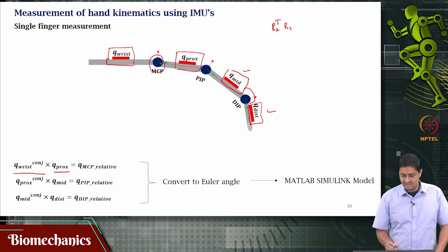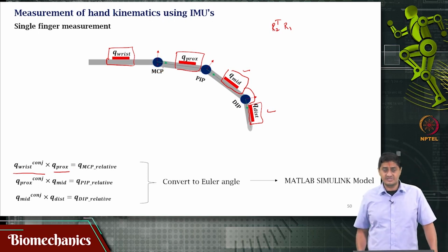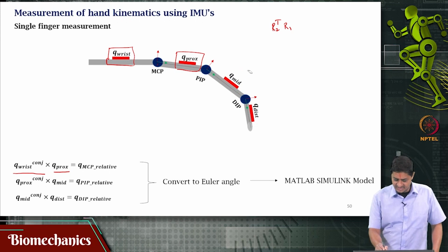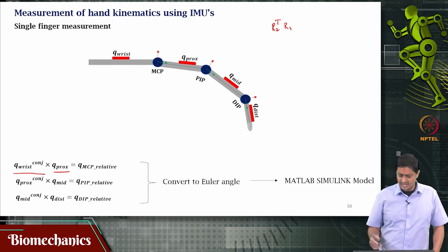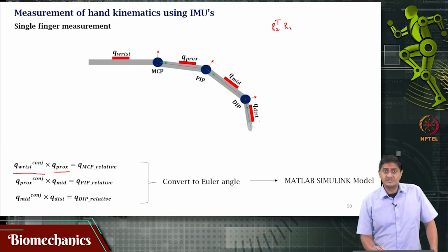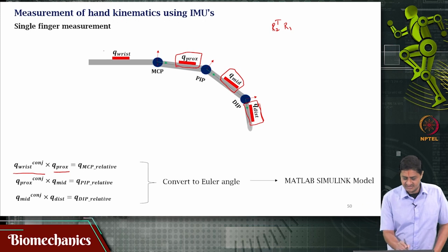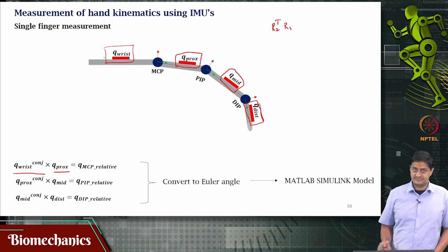What is this joint? What are these? Let me describe this. I am interested in measuring the kinematics of a single finger, and let us say that I am using an IMU based system. I am using an inertial measurement unit, and I am placing this inertial measurement unit in the 3 segments. Let us say I have a distal segment sensor, a middle segment sensor, a proximal segment sensor, and a wrist sensor.